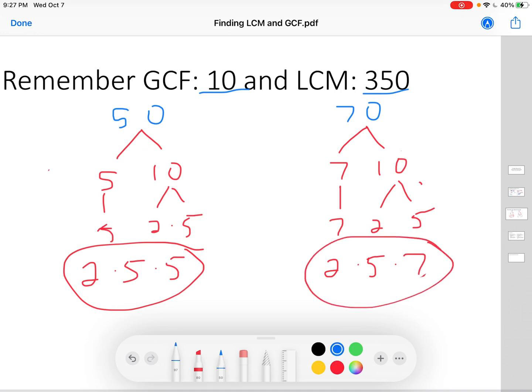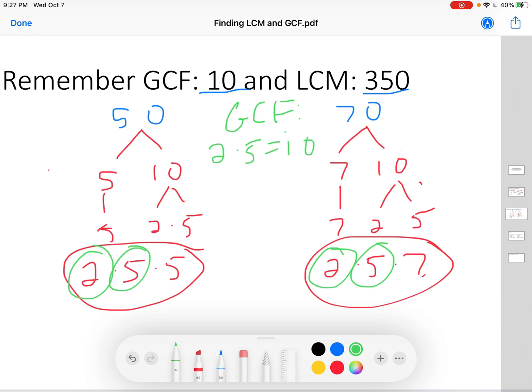Okay, now we will find the GCF. For the GCF, we want to know the common things. So in common, they have a 2 and they have a 5. And for GCF, all we have to do is multiply. 2 times 5 is 10, and the greatest common factor is 10. Just that easy.